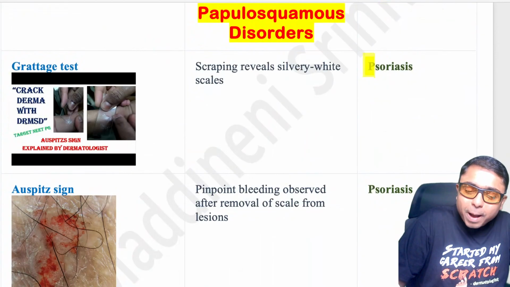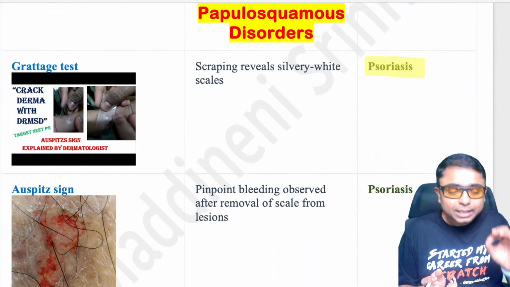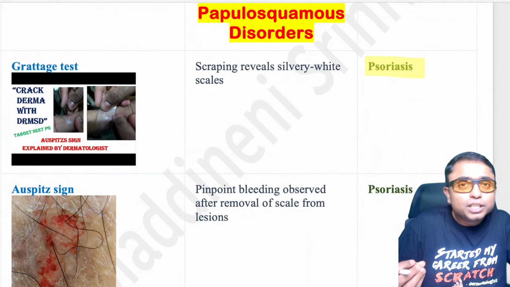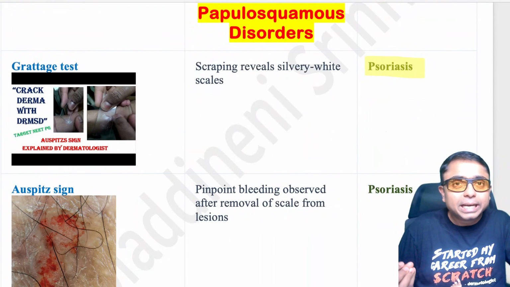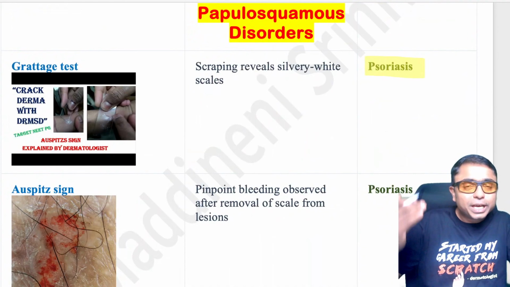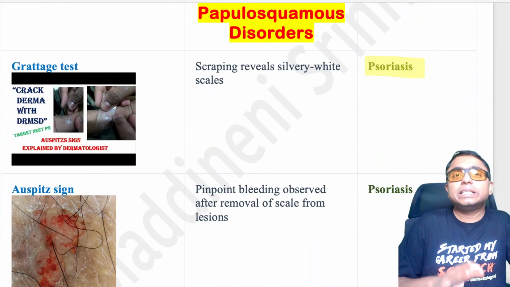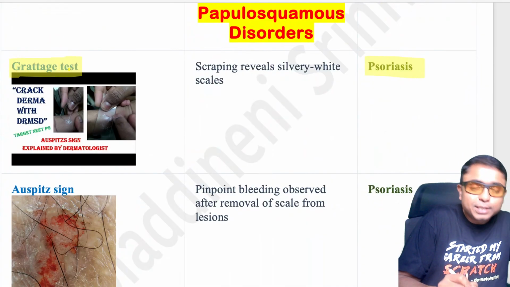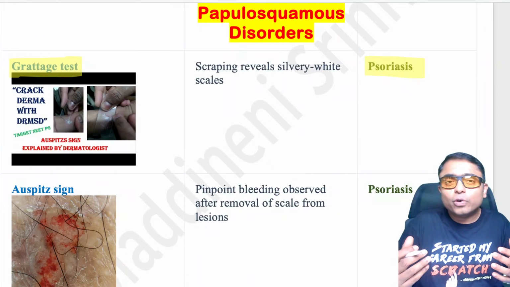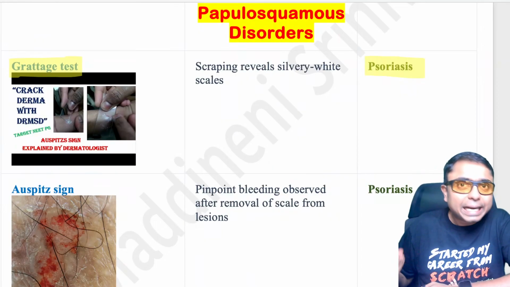Next, in the papulosquamous disorders, psoriasis is very important, and also lichen planus. So in psoriasis, whenever the patients have silvery white micaceous scales over the extensor surfaces, take a glass slide and try to scrape off the lesion. This scraping of the lesion is called a grattage test, and ultimately we are going to see that the scales will be removed. This is what is called a candle wax sign.